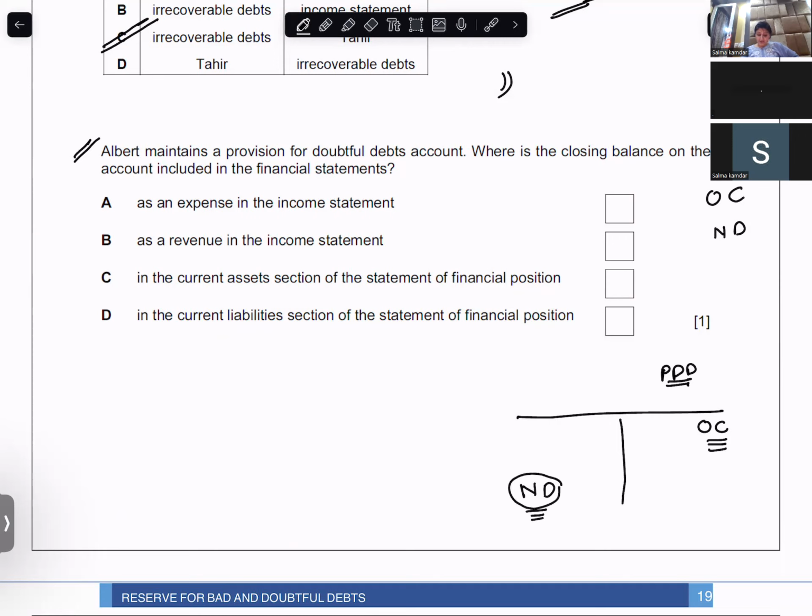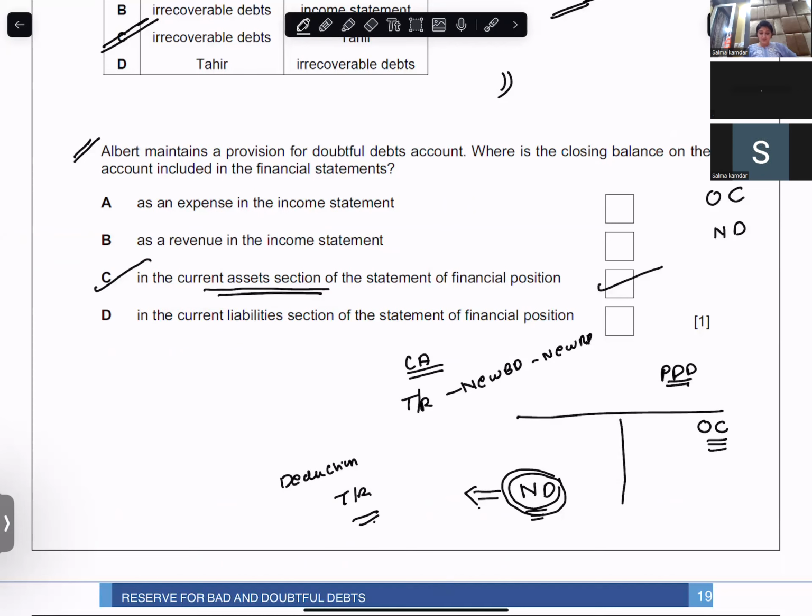So the new provisions, where are they shown in the statement of financial position? The full amount of new provisions is shown as a deduction from trade receivables. In which section? In the current assets section. In current assets you have trade receivables, and you always remember: minus new bad debts, minus new RDD.